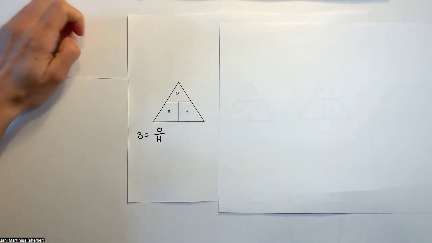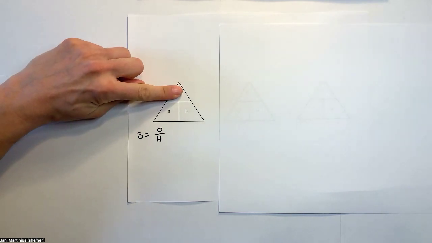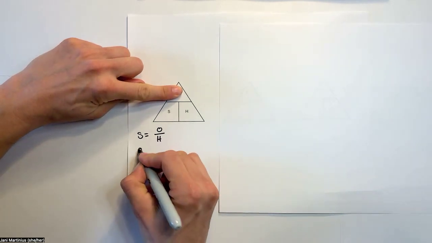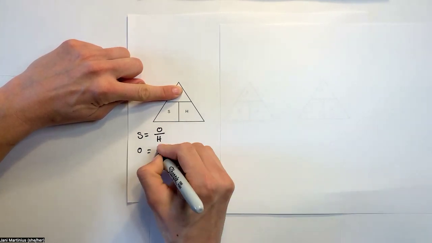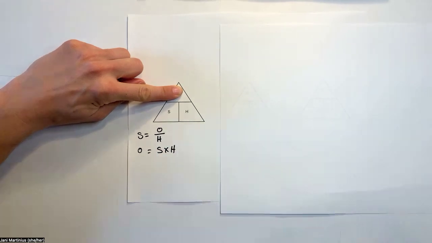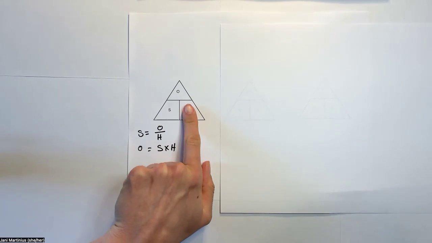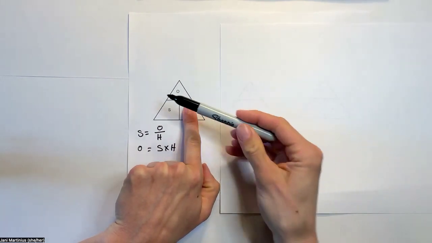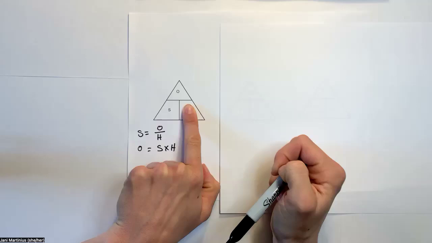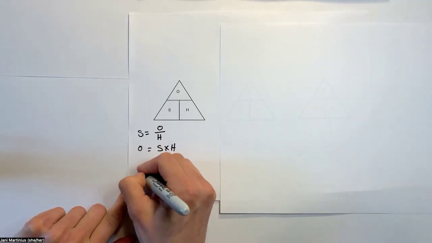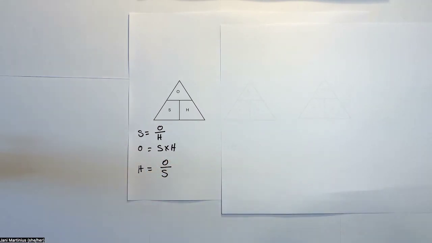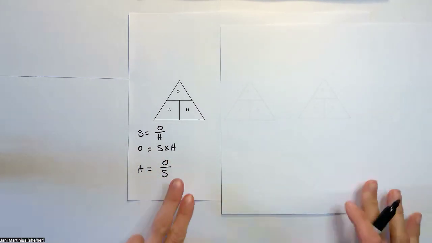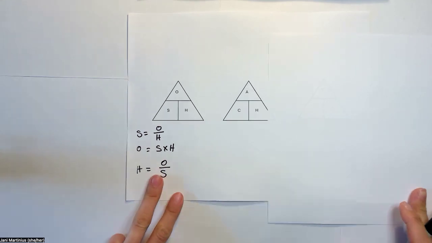Okay, next one. What if we are looking for the opposite side? So O equals, and what do we have left? S times H. Then we have one left. What if we're looking for the hypotenuse? Then we have O divided by S. And that's how it goes. Now let's move on to the next one.